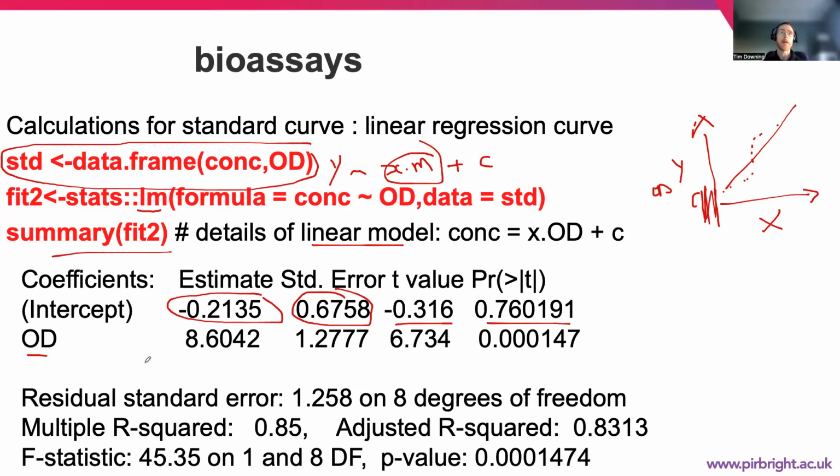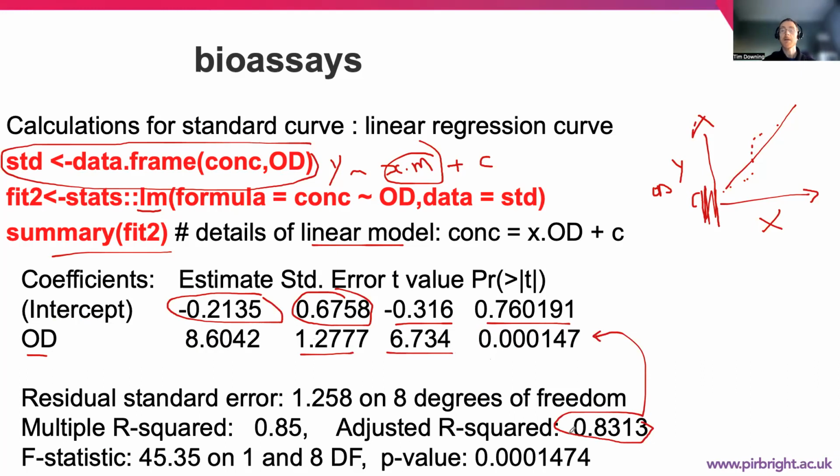The optical density has an estimate of the slope of 8.6. It has a substantial standard error. The t-value means that the optical density and the concentration are highly associated with each other, and the total R squared for the model, which is mainly associated with this linkage between the optical density and the concentration, is 8.3, which means that they're highly correlated.